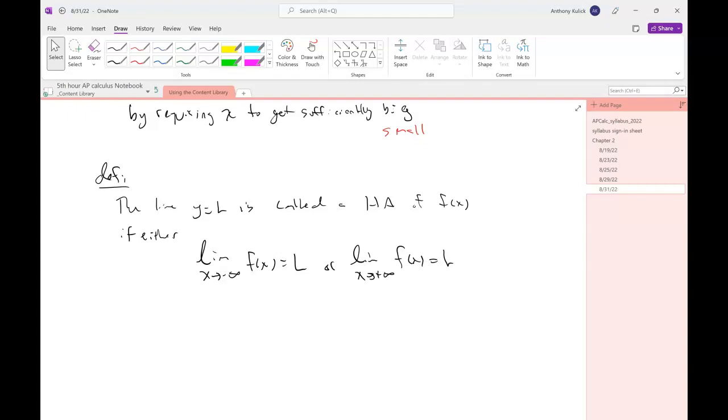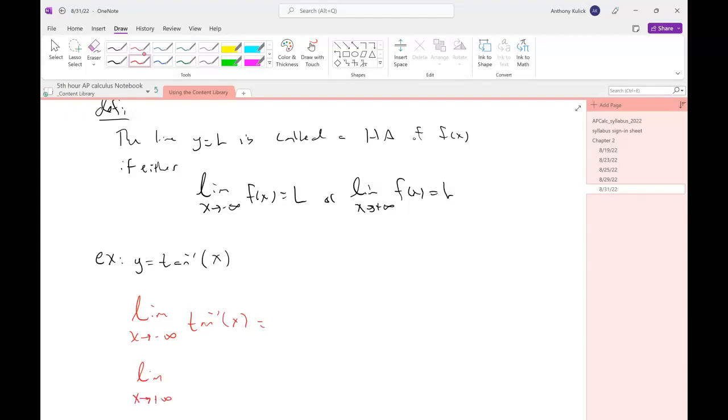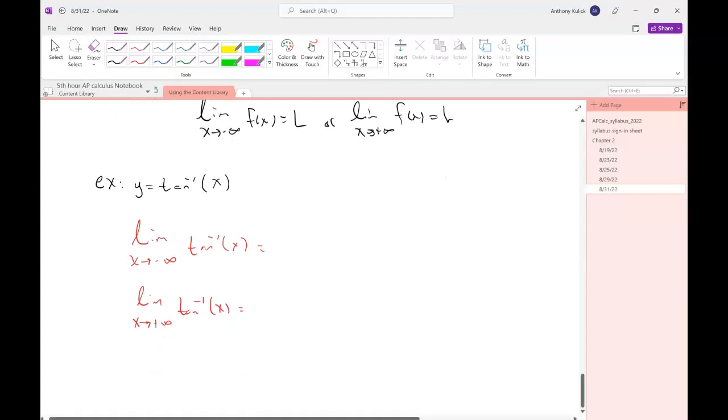Yes, of course. So let's look at an example here. Let's say we have y equals tan inverse of x. So we'll check both directions there.